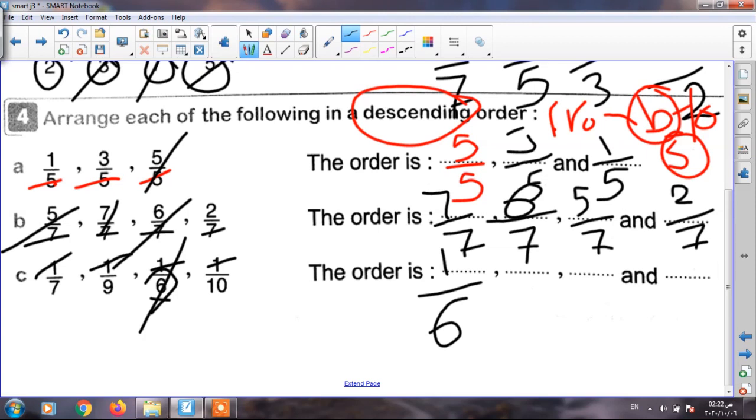Okay. After that, 1 seventh, and I will cancel it. After that, 1 ninth. You will write it and cancel it. And the last one, 1 tenth.